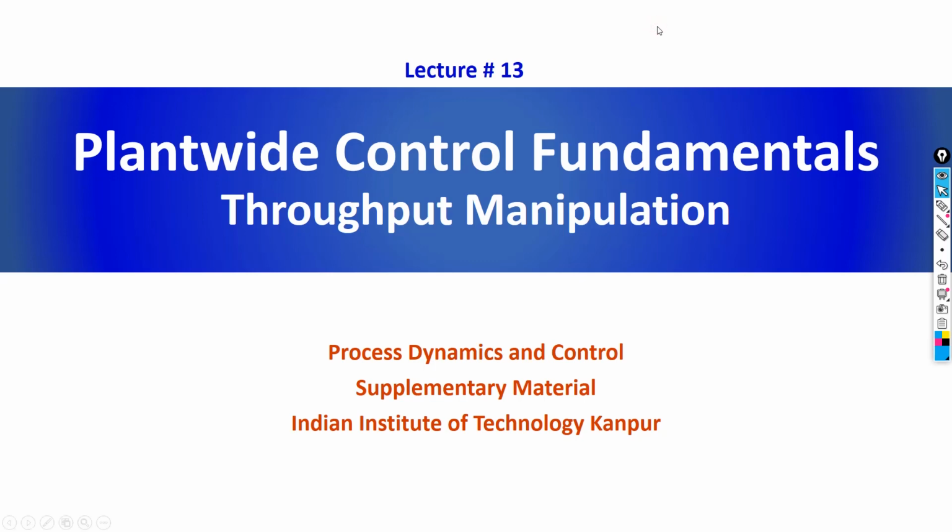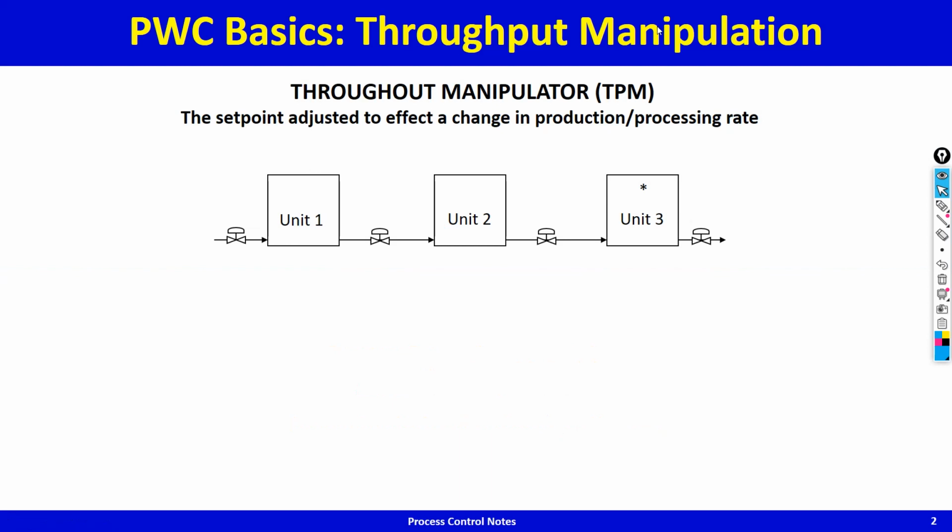Throughput is synonymous with processing rate, feed processing rate or production rate. And every process must produce as per market demand, as told by the business, the management. So your production could be high in high demand season and production could be low in low demand seasons.